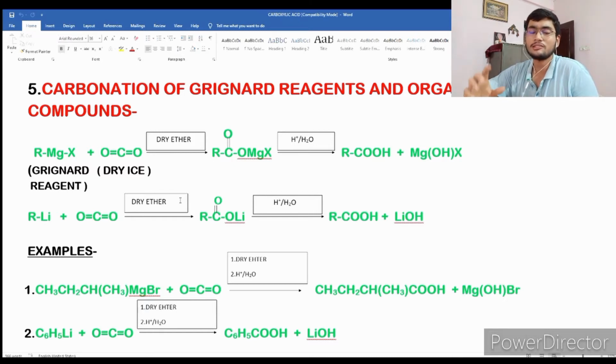Now what is dry ice? Dry ice is basically solid carbon dioxide. You have heard that carbon dioxide is gaseous in nature, but if we solidify it, okay, if we convert it into a solid, then that solid carbon dioxide is known as dry ice.